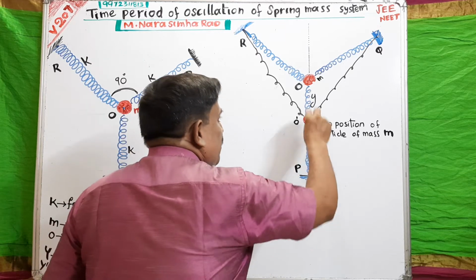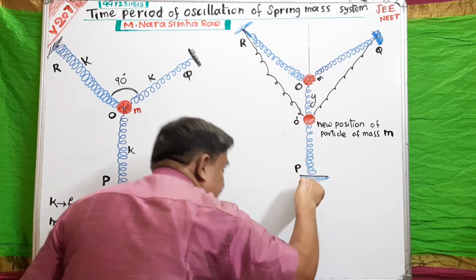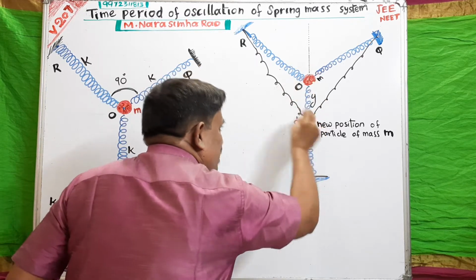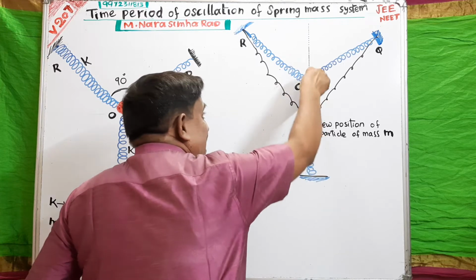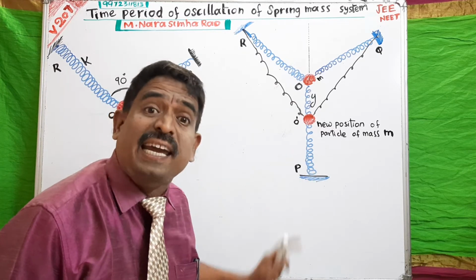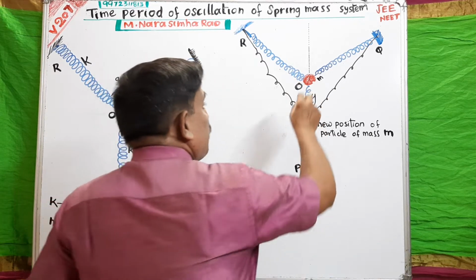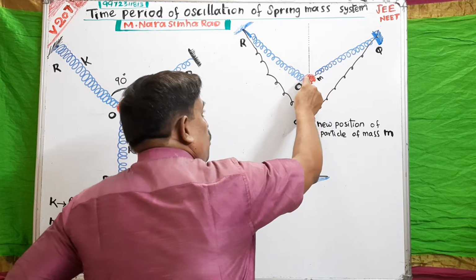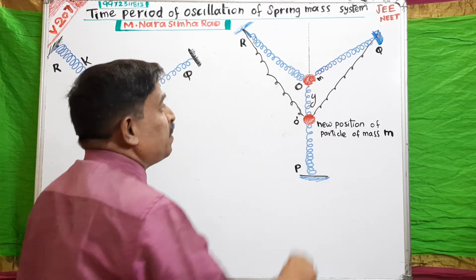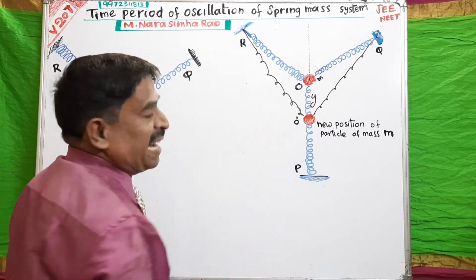Immediately, when we press it down along the OP direction, this spring P is compressed by a distance of y in the downward direction along O dash. At the same time, when this particle of mass is moving from O to O dash, spring P is compressed by a distance of y, and the spring Q is elongated and the spring R is elongated.